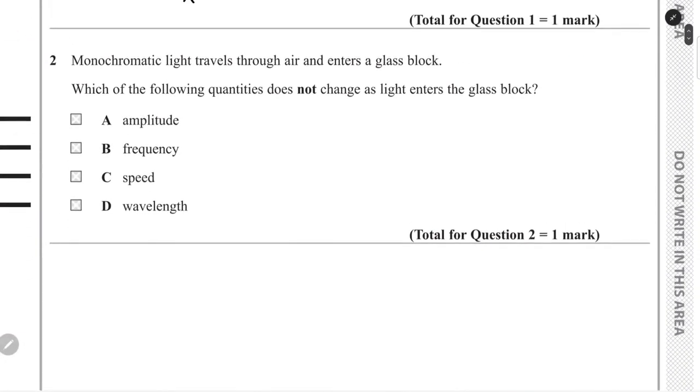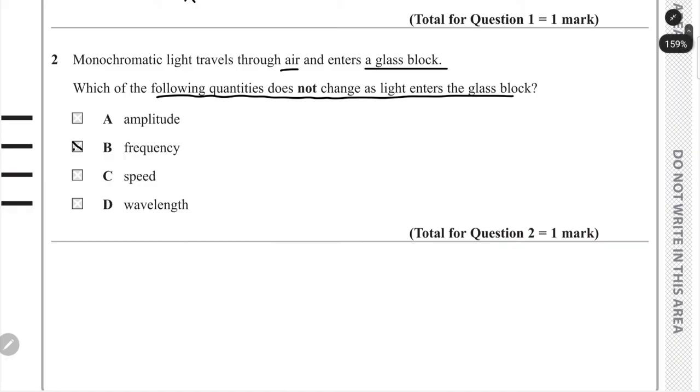Now in question 2, we are given that a monochromatic light travels through air and enters a glass block. We have to find which of the following quantities do not change. We have to remember this fact: for any electromagnetic wave, its frequency is its identity. It does not change its frequency whatsoever. Its wavelength might change if it enters a different medium. Its amplitude might change. Its speed will change in a different medium, but its frequency will always be the same.